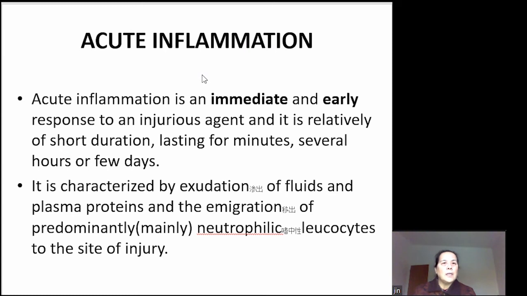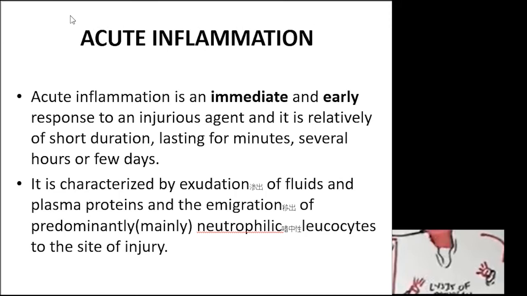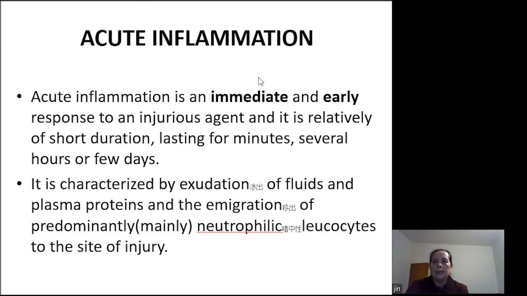So that's generally what we're talking about with inflammation. Inflammation can be acute or chronic. They are a little bit different. Generally speaking, when we're talking about inflammation, we're talking about some reactions with the cells or tissues injured. So we say inflammation includes acute inflammation and chronic inflammation.